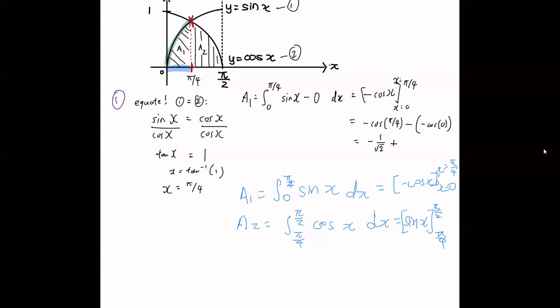Cosine 0 is... Cosine 0, is it 1? Yes. Look, you already drew it over here. Cosine 0: at x equal to 0, y equal to 1.